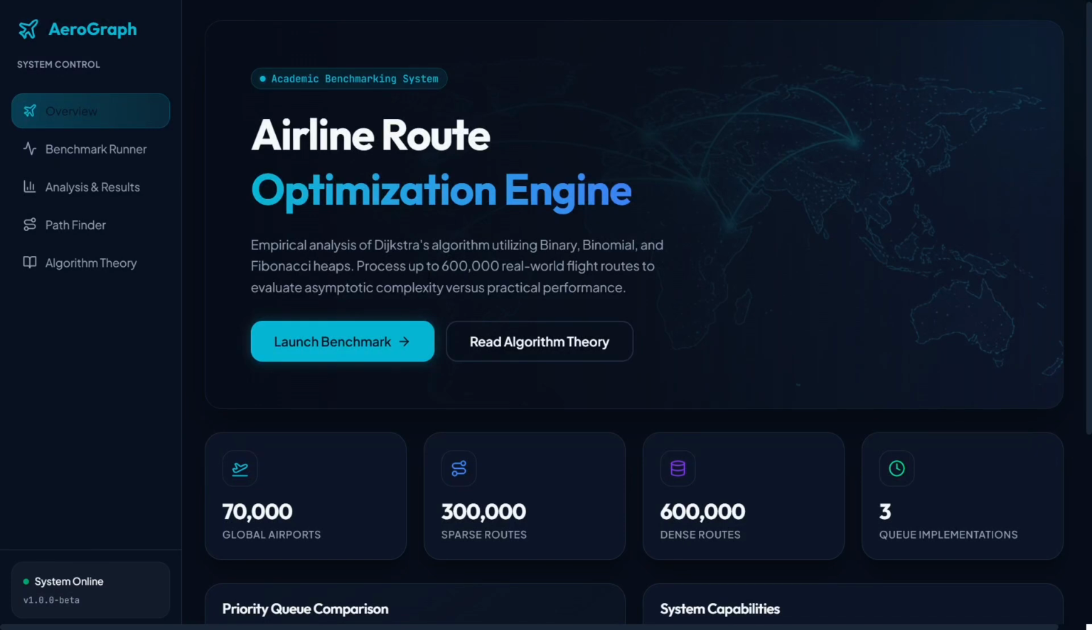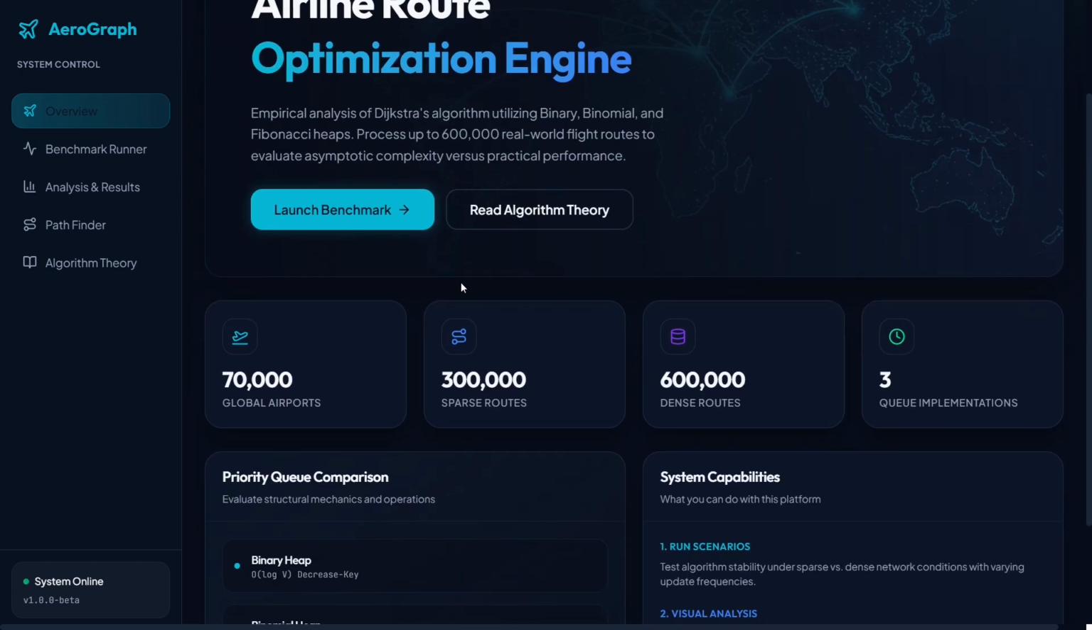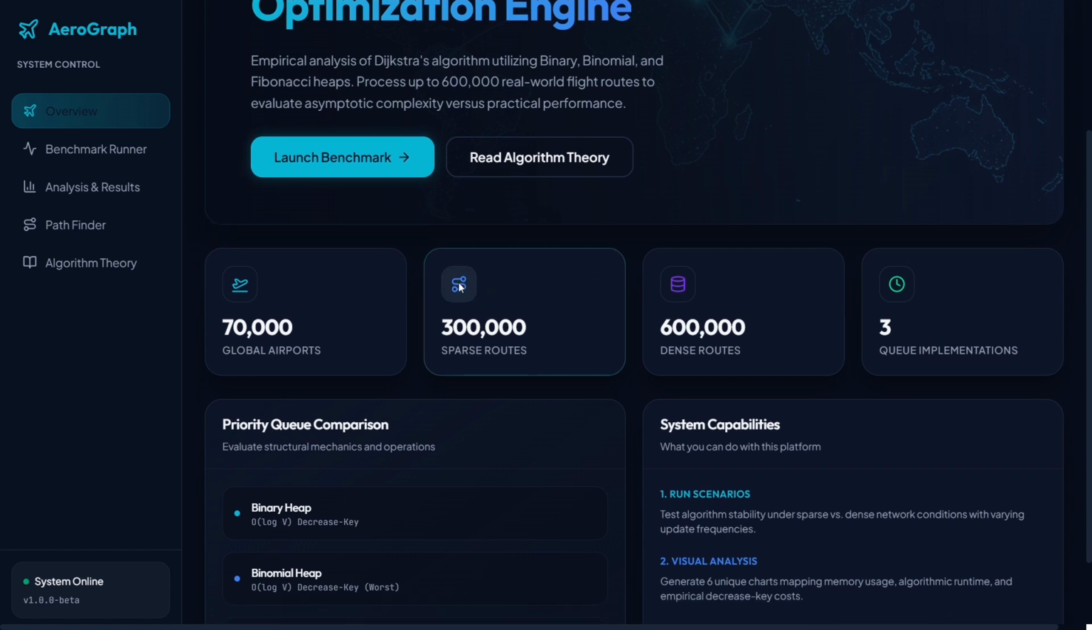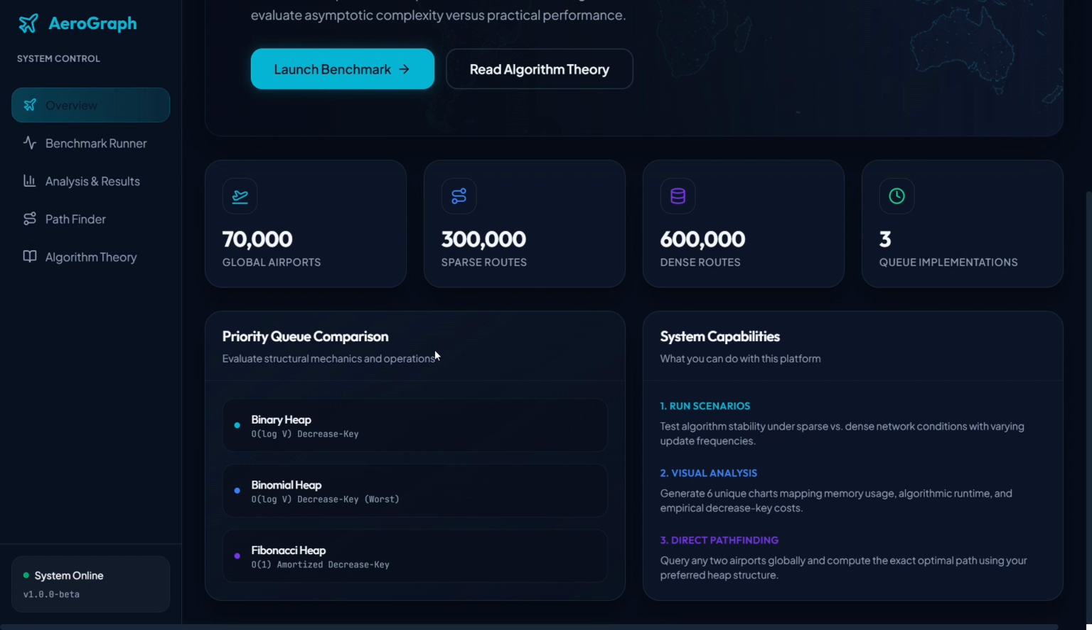Hello everyone, airline route optimization is a real-time problem that can be modeled using graph theory, where airports are represented as nodes and flight routes are represented as weighted edges. The weights can represent distance, time, or cost depending on the application. The main objective is to find the most efficient route between two airports.